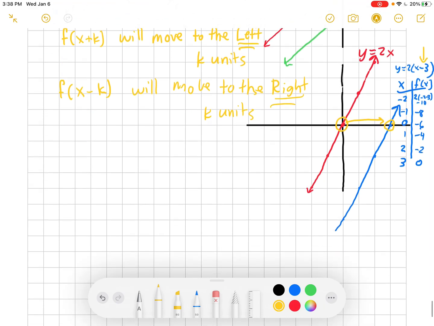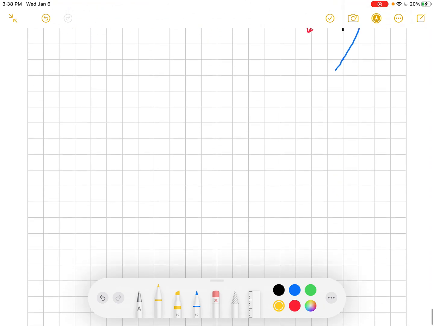We'll go ahead and do some practice problems now. We're going to graph g of x is equal to 2 to the x power. This is going to be an exponential. It's going to have a growth pattern to it. Let's go ahead and just fill out an f of x chart really quick, just to make sure that we understand where the points are going to go.